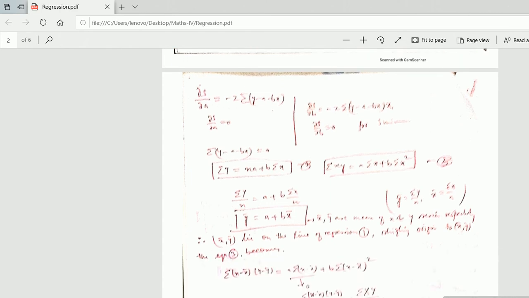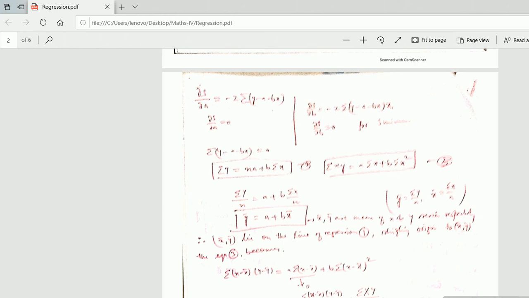These two equations you have already studied in the curve fitting also. These are normal equations. From here what you have to do, you just multiply throughout by n. So here you will get sigma y by n equals a plus b sigma x by n. And what is this? Sigma y by n is y bar equals to a plus b x bar, where x bar and y bar are the means of x and y respectively. Therefore x bar, y bar lie on the line of regression 1.